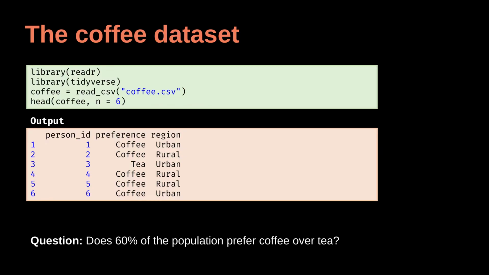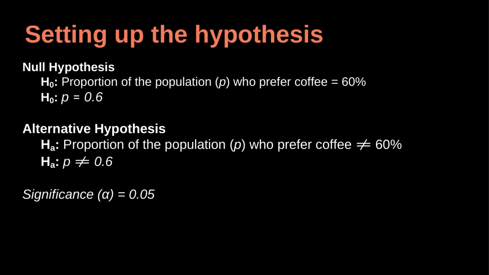Let's say our question is, does 60% of the population prefer coffee over tea? We'll use one sample proportion test to answer this question. We'll first set up our hypothesis for this test. We are looking at whether the proportion of people who prefer coffee is different from 60%.